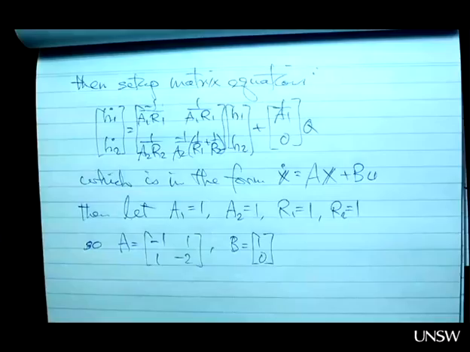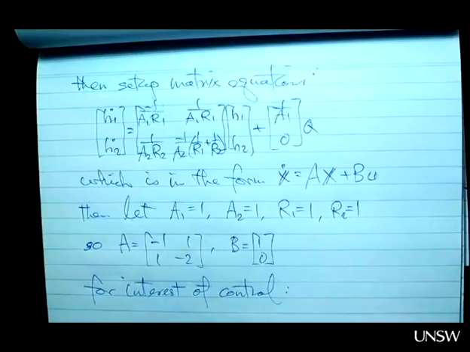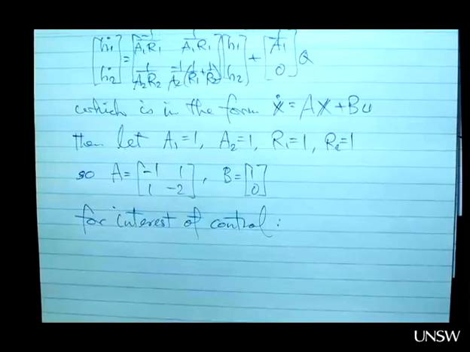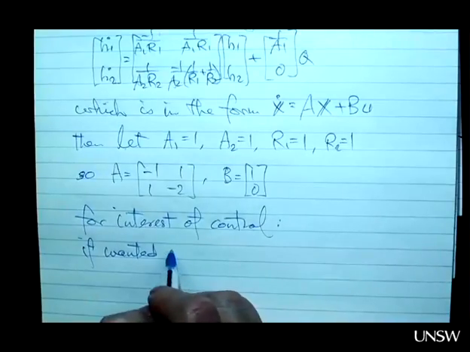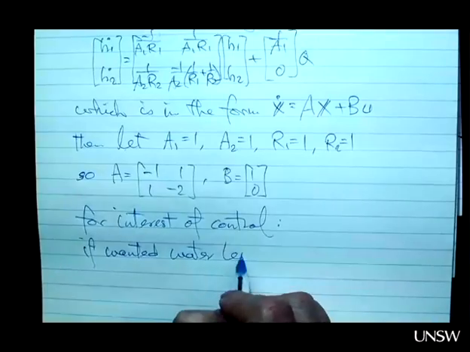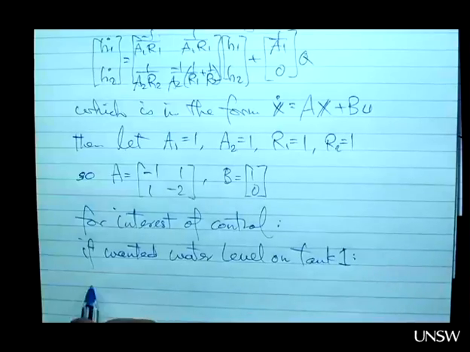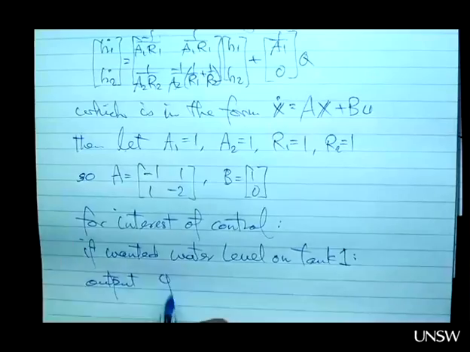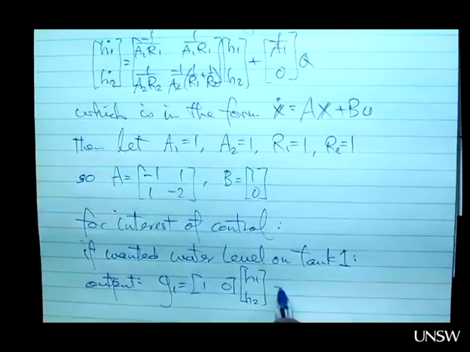So for interest of control, if wanted is wanted water level on tank 1, then the output is Y1, okay, it is 1, 0, and then the H1, H2. So we have Y equals Cx.